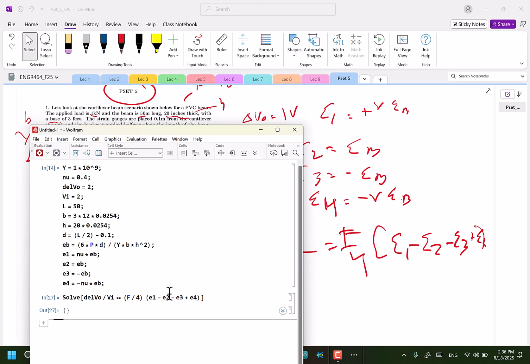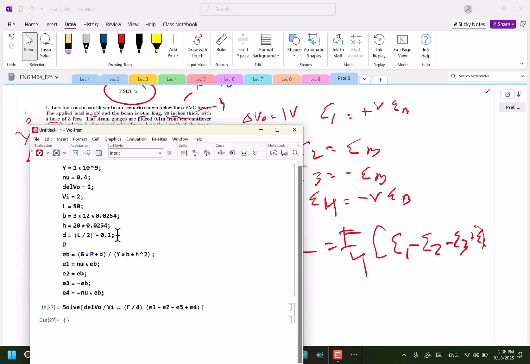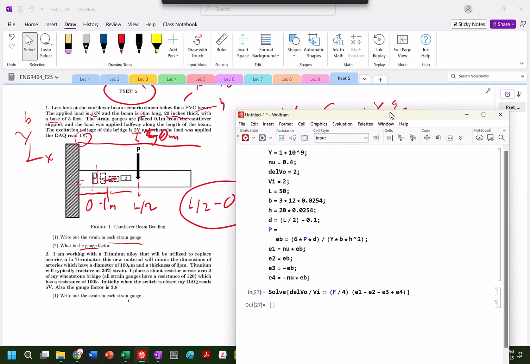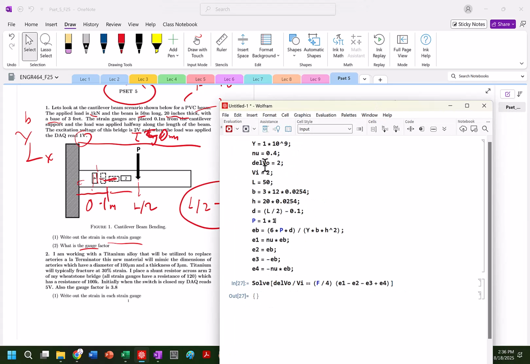What doesn't it like? We need to find our P. Our load, what was it? 1 kilonewton. Yep, 1 kilonewton. This is why I love Mathematica, because you can just see, oh, hey, this is not defined, because it's blue. Ooh, what's going on here now? So let's see, what doesn't it like? What's going on here?